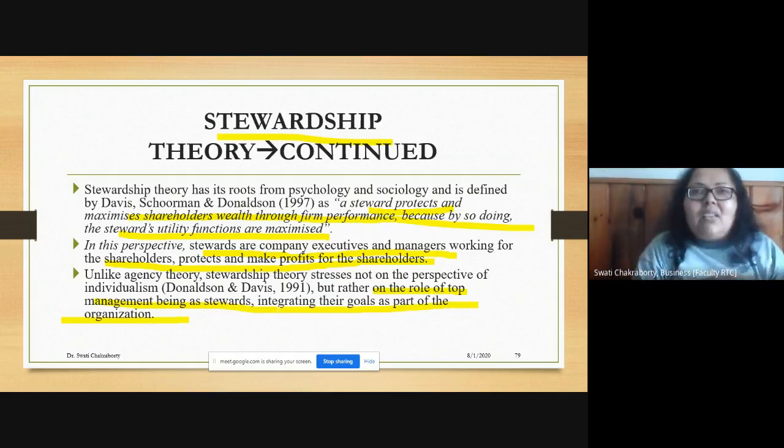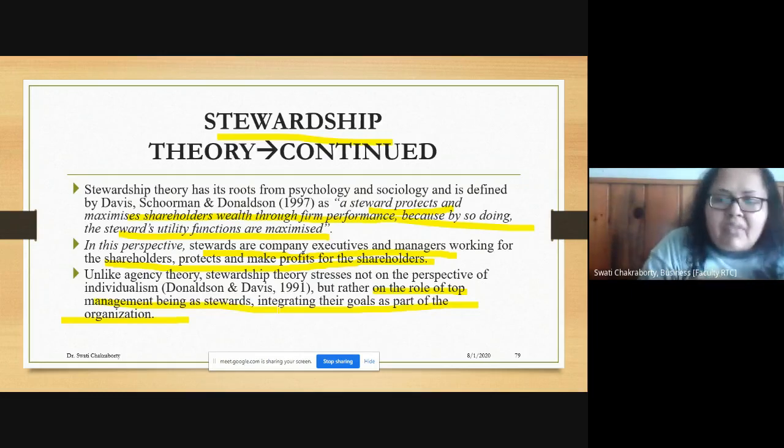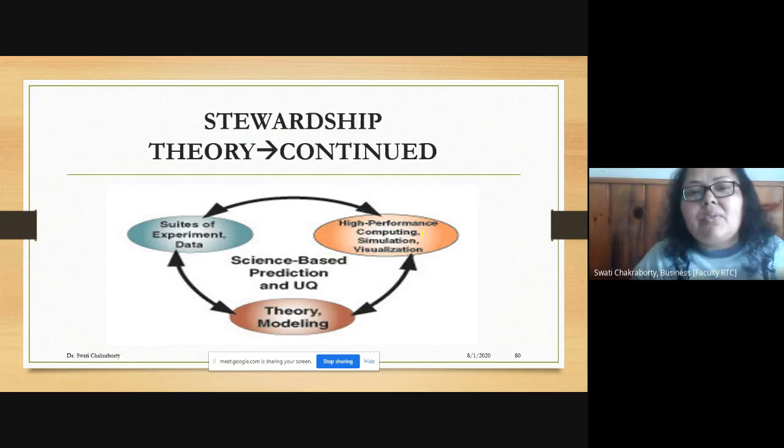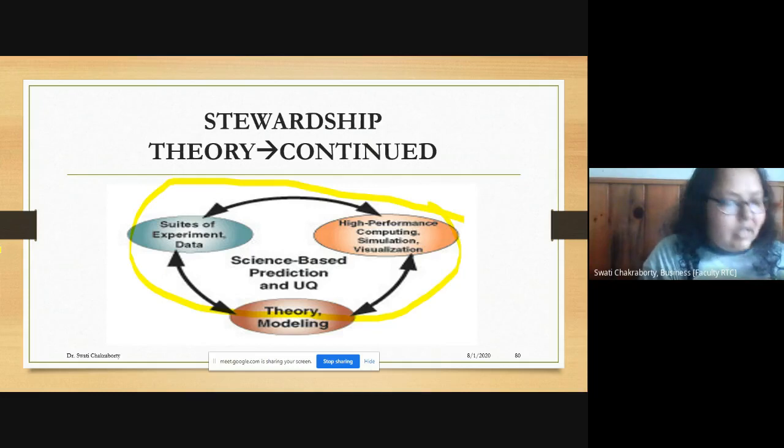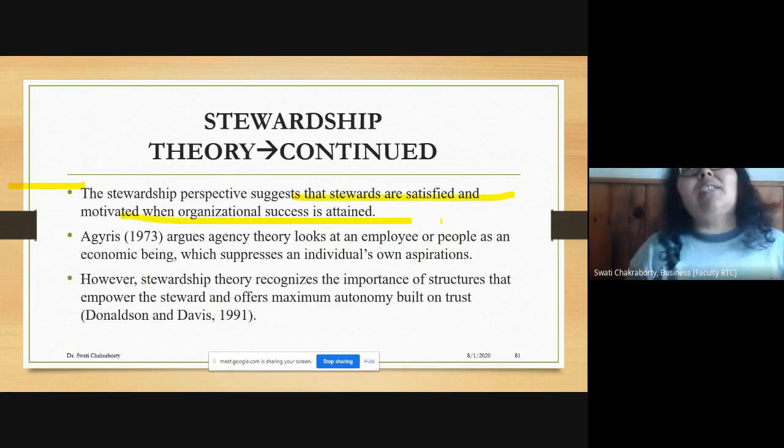Whereas agency theory is talking about working on behalf of someone else. Okay, so this is the picture of the stewardship theory. This is how it goes about, right? What does it also say? That stewards are satisfied and motivated when organizational success is attained. That is possible when the shareholders are happy.